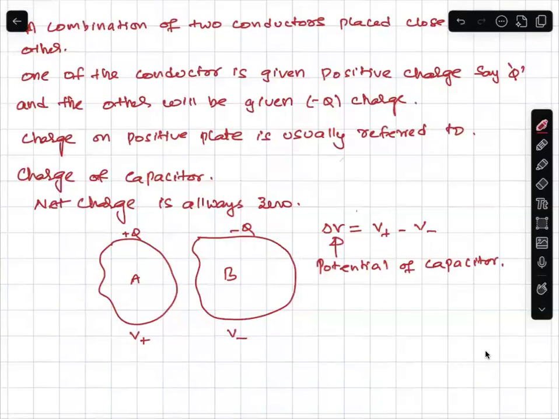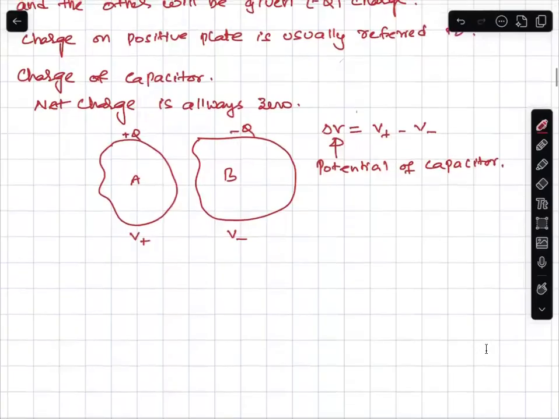So that is the introduction to capacitor. You are speaking about a combination of two conductors which are placed close to each other. One conductor, say A, is given positive charge and B is given negative charge. In general, when I speak about the charge on the capacitor, I mean the charge on the positive plate, but net charge is always zero. When I speak about the potential of the capacitor, I am speaking about the potential difference.